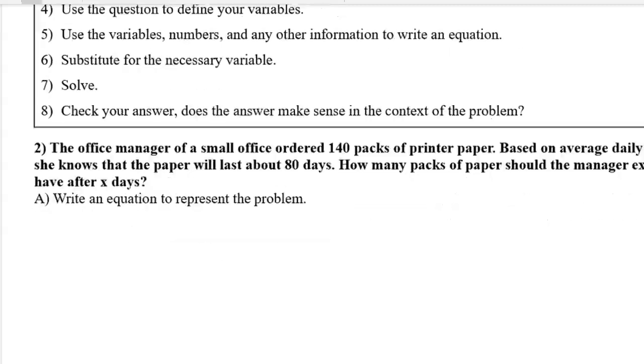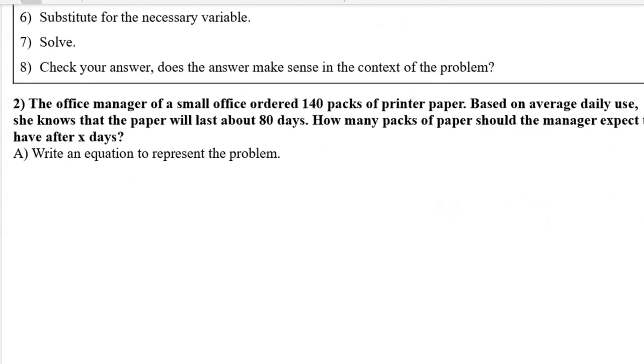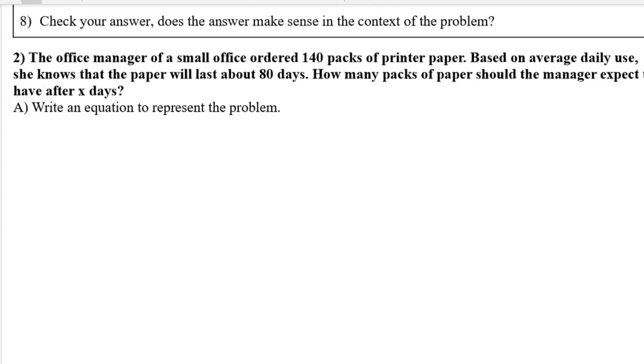So Ava, help us read number 2, please. The office manager of a small office ordered 140 packs of printing paper. Based on average daily use, she knows that the paper will last for 80 days. How many packs of paper should the manager expect to have after x days? Okay. So let's highlight or underline key information. The office manager of a small office ordered what? 140 packs of printer paper. Remember, we have to write the equation ourselves here.